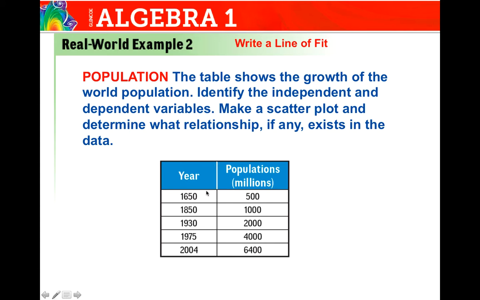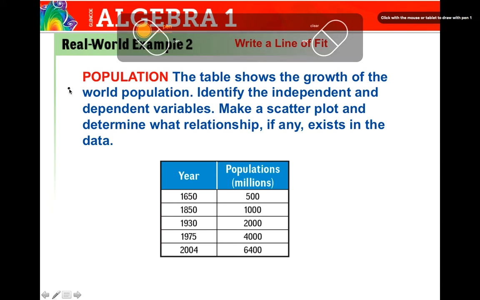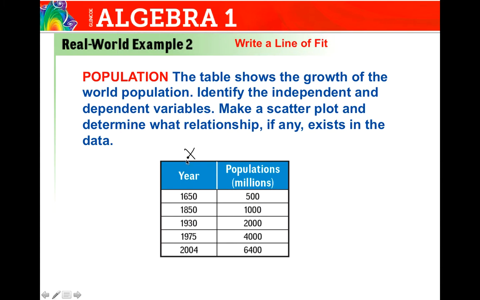We have the year. This is going to be your X value or your independent value. Time is always independent. Our population is our Y or our dependent. In 1650, there were 500 million, 1850, 1,000 or 1 billion, and so on and so forth. Okay, these are in millions.